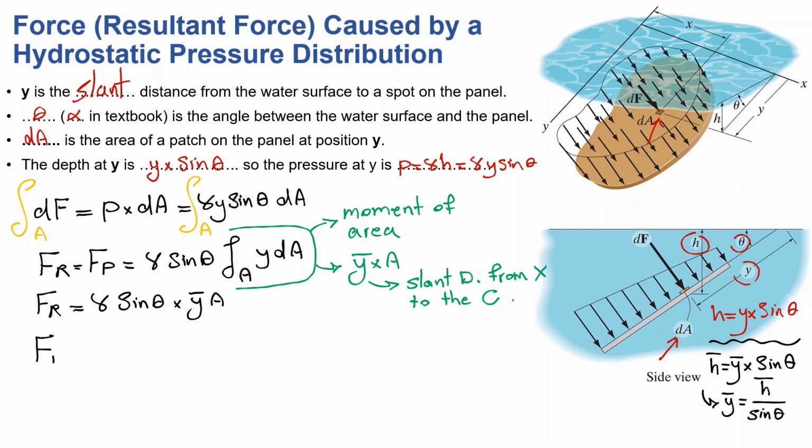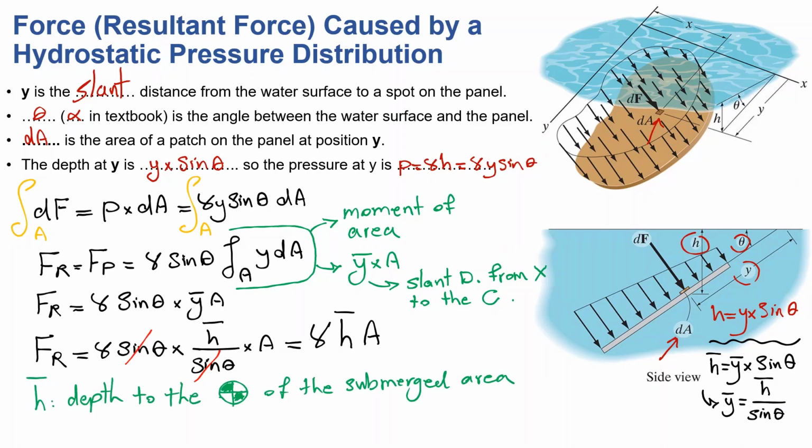So FR equals gamma sine of theta times, instead of y bar, I'm going to put h bar divided by sine of theta, times area. Now, sine of theta cancels out, and my final equation is FR equals gamma h bar A. So FR is the resultant force on the plate, gamma is the specific weight of the liquid, and h bar is the depth to the centroid of the submerged area, so I'm going to define it here.